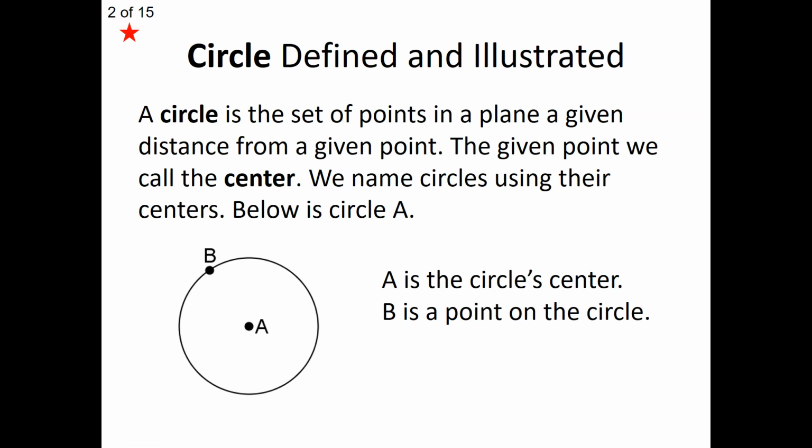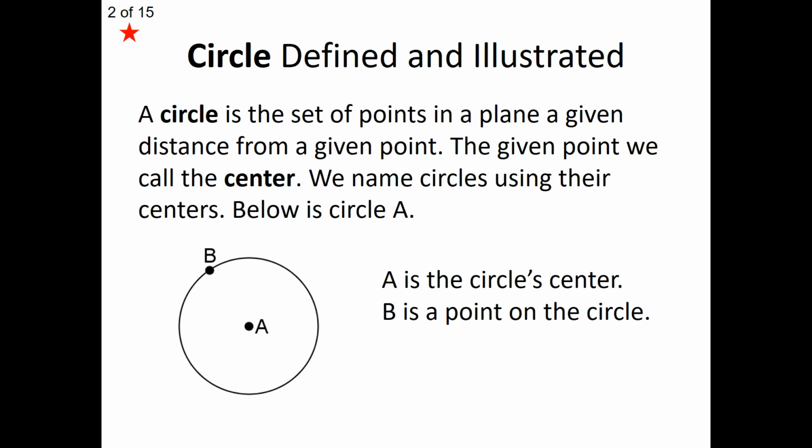Now, that given point that we are setting our set of points a given distance away from, we call the center. And that's actually what we use to name the circle. Since the center is a point, we label it with a capital letter, and that is what we use to name the circle. So down below, we have what we call circle A, right? Because the center point has been named with the capital letter A. So just using the center name, we can call the circle circle A.